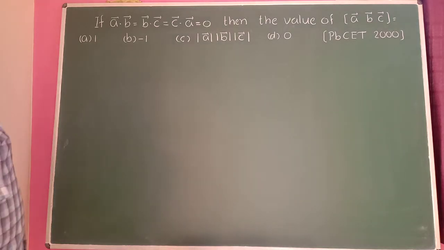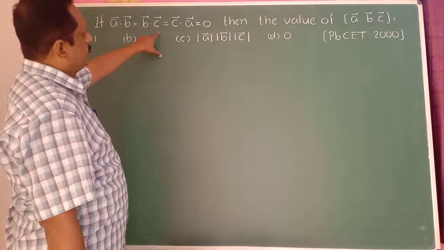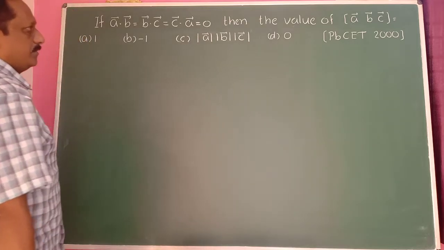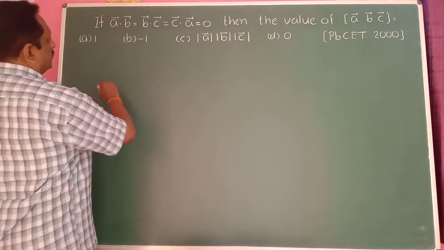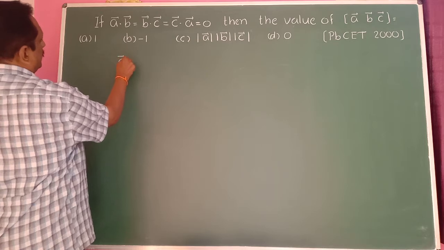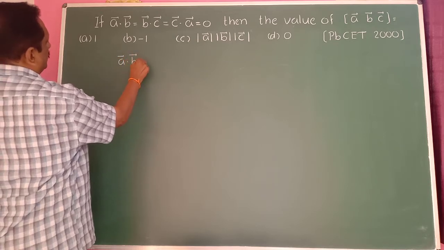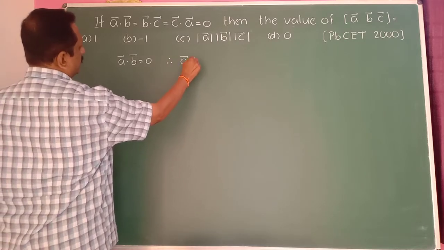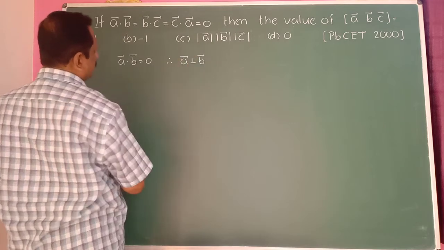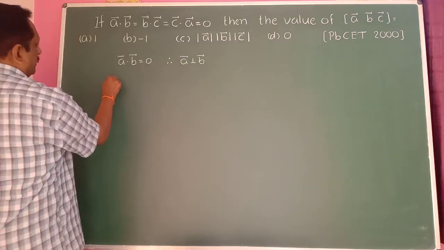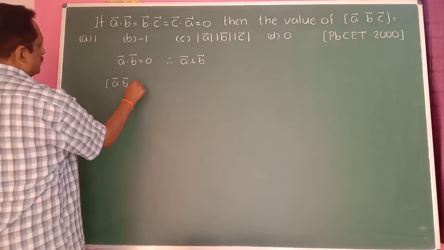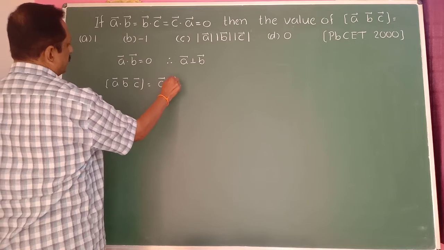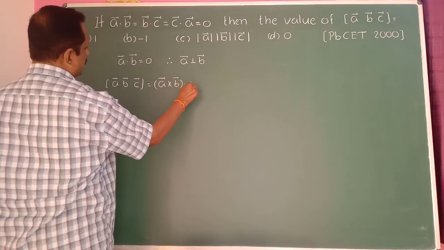If A bar dot B bar is equal to B bar dot C bar equal to C bar dot A bar equal to 0, then what is the value of the scalar triple product A bar B bar C bar? Here they gave A bar dot B bar is equal to 0, hence they are perpendicular to each other. A bar is perpendicular to B bar. Hence the scalar triple product of A bar B bar C bar is nothing but A bar cross B bar dot C bar.